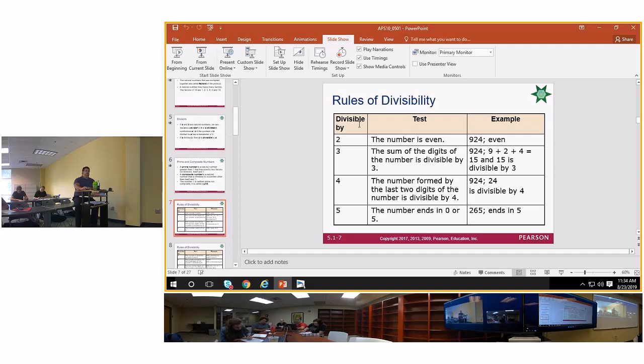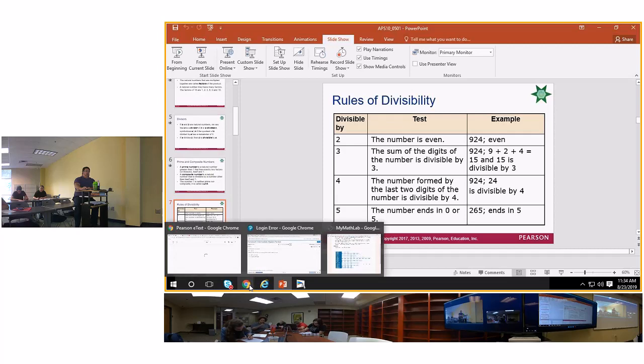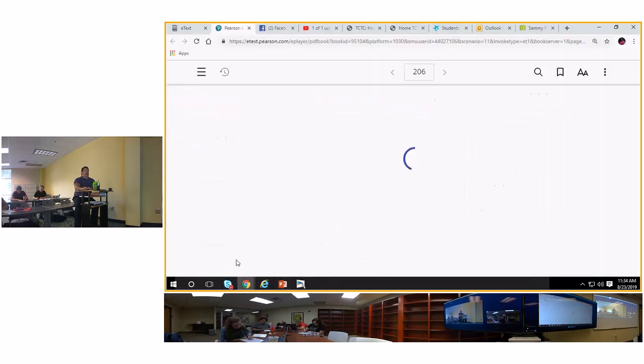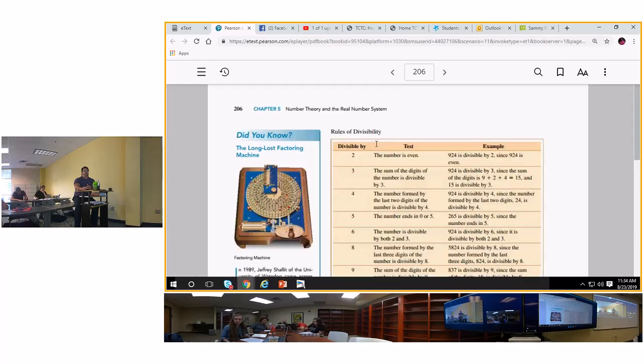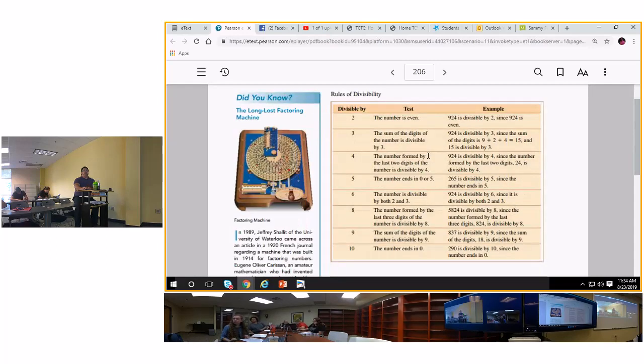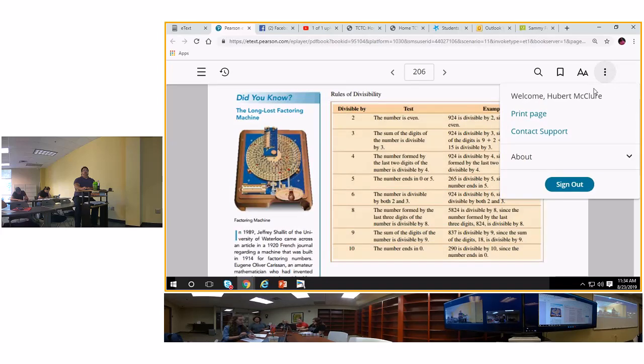Let me hit refresh again. Maybe it'll come up this time. The reason I'm trying to get the book up is it shows the whole chart and not just part of the chart. But there we go. There we go. Page 206, for those that have a book, you need to mark it.